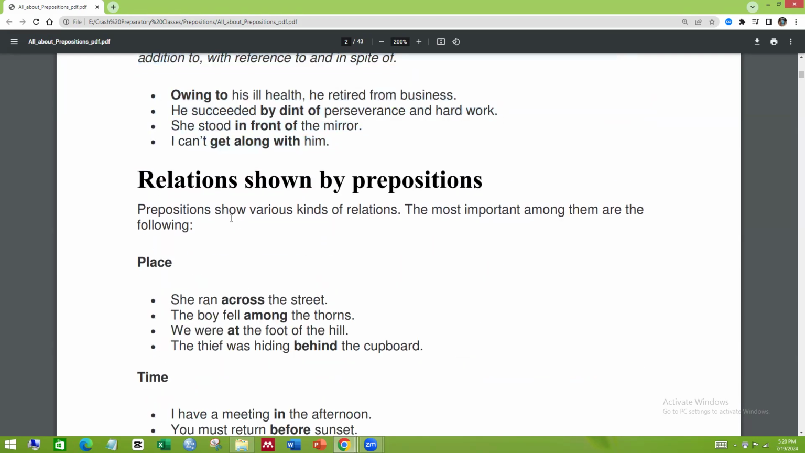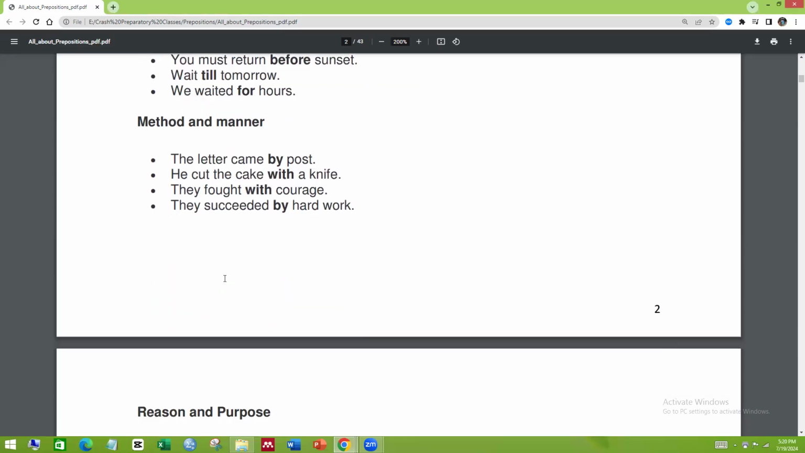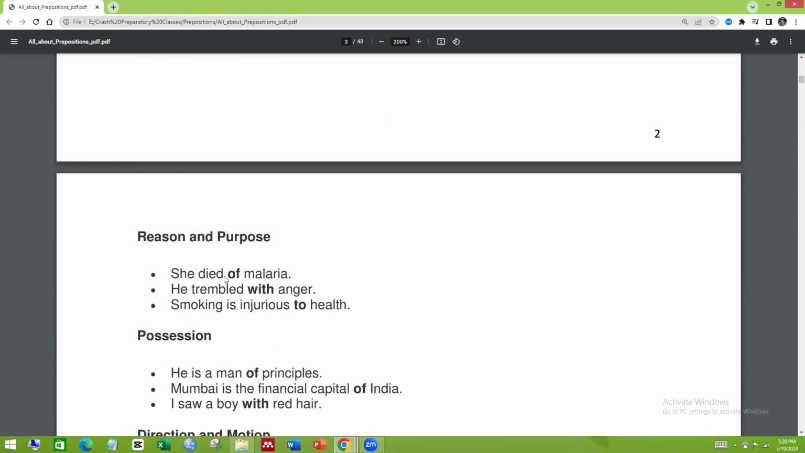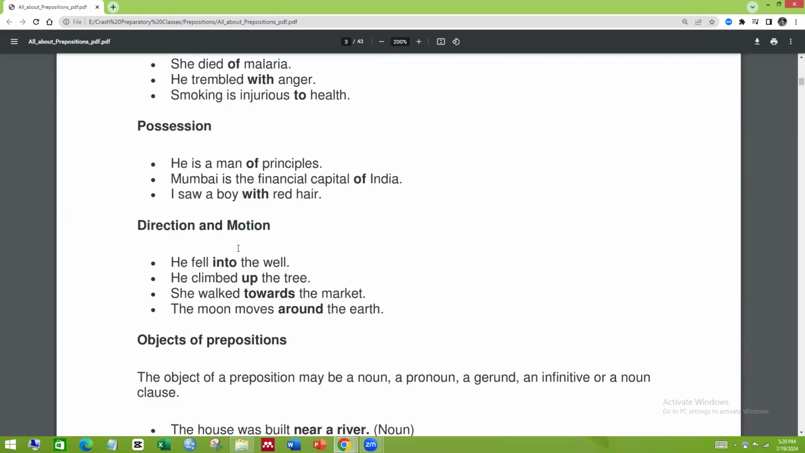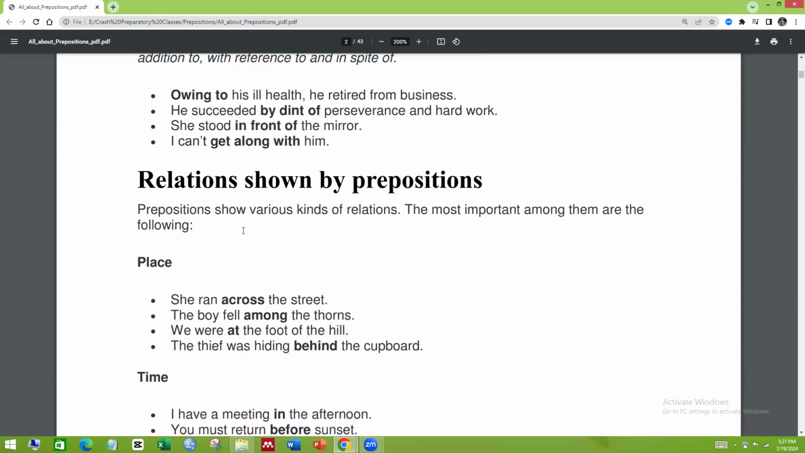Okay. अब है relations shown by prepositions. Prepositions show various kinds of relations. The most important among them are the following. सबसे पहला relationship है place का, second time, then method and manner, then reason and purpose, position, direction and motion, objects of prepositions. Okay.